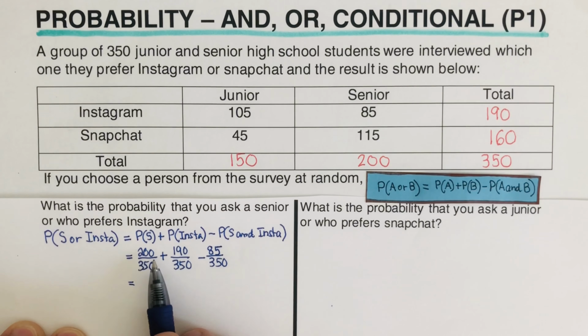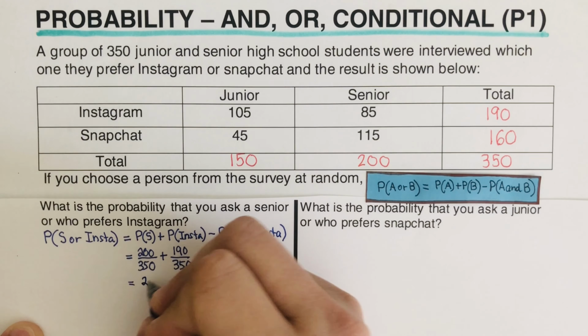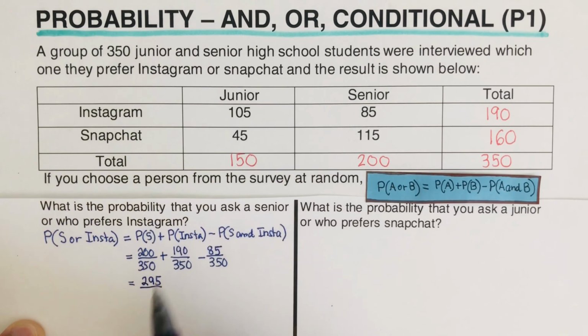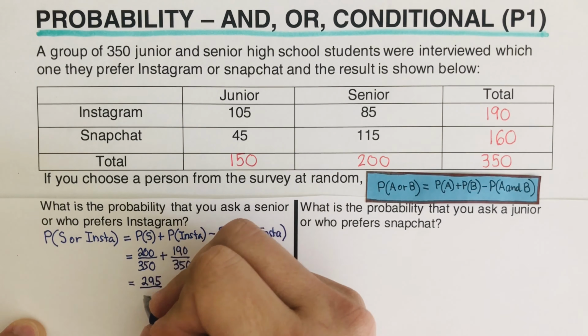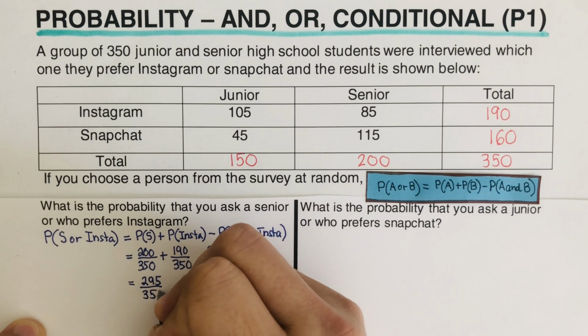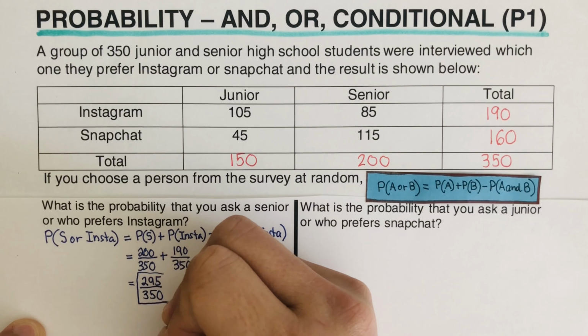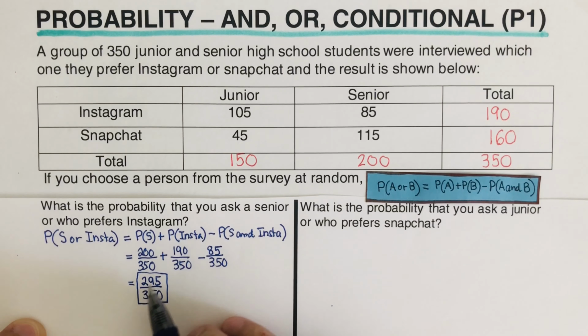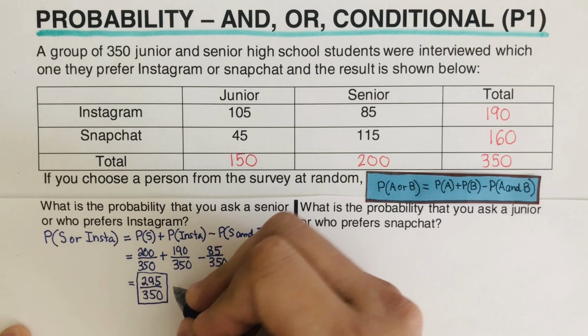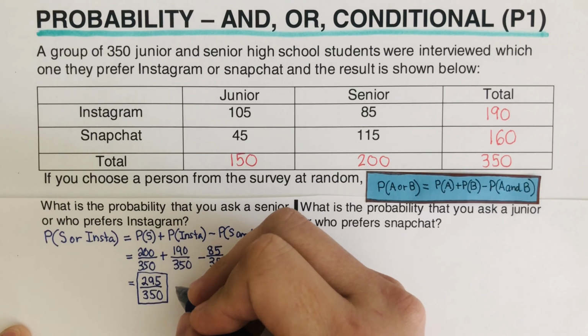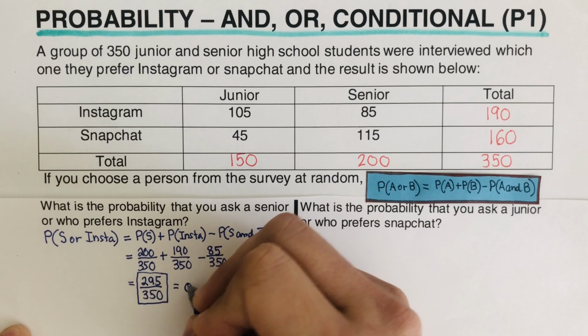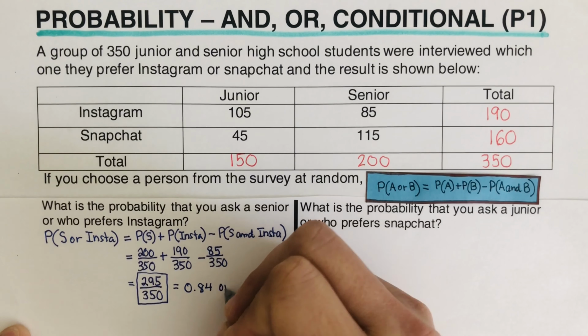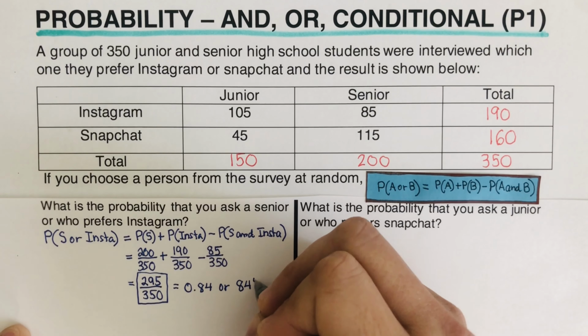So 200 plus 190 minus 85 is 295 over 350, since all of the denominators are the same. So I can go ahead and write 350. So this is our probability right here. So of a total of 350 students, the probability that you ask one of the 295 of them that are senior or prefer Instagram. Or if you want this in decimal, this would be approximately 0.84, or in percentage, it's 84%.